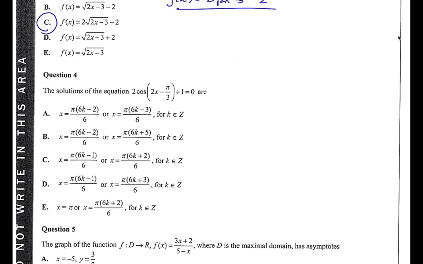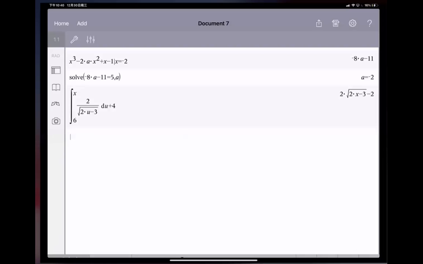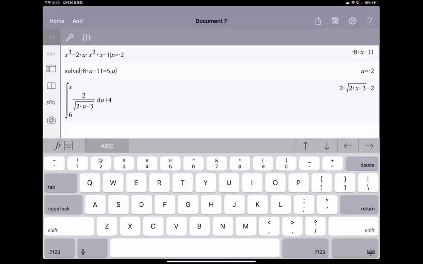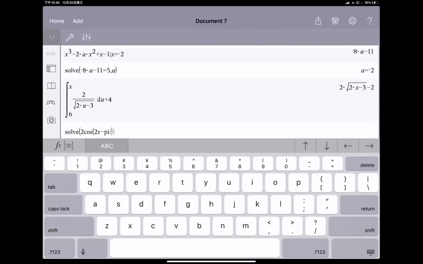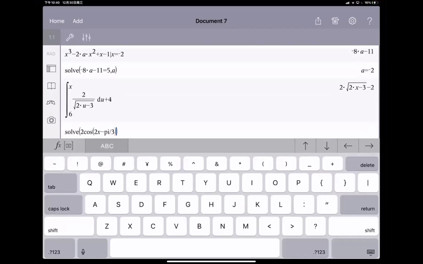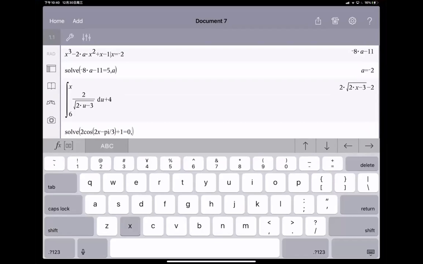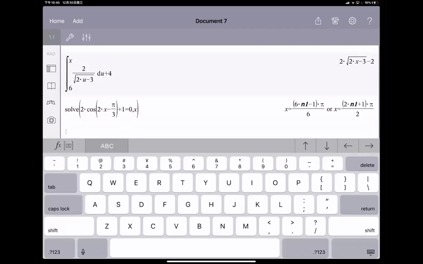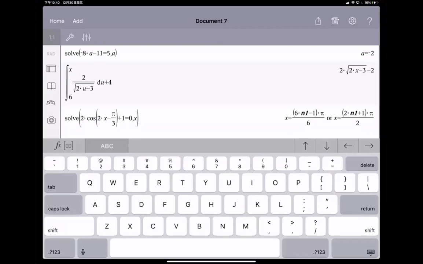Question 4. The solutions of the equation 2 cos of (2x minus pi on 3) plus 1 equated to 0 are, right. So the quickest way is the CAS calculator, of course. Solve button, 2 cosine bracket 2x minus pi over 3 plus 1 equal to 0, comma x. So you have two expressions as the general solutions, where n1 represents any integer, okay?